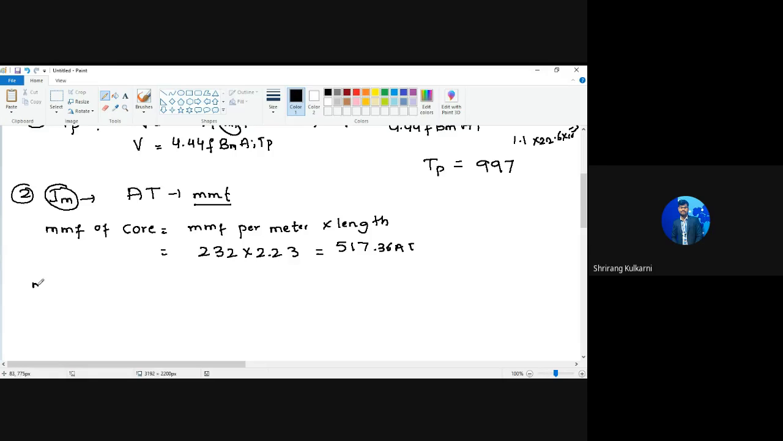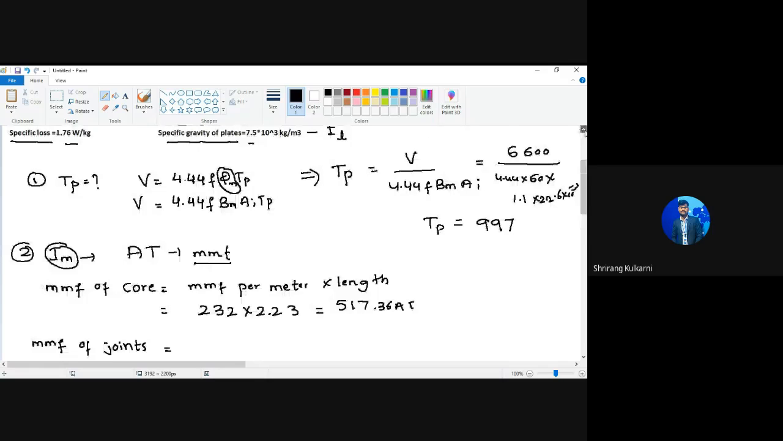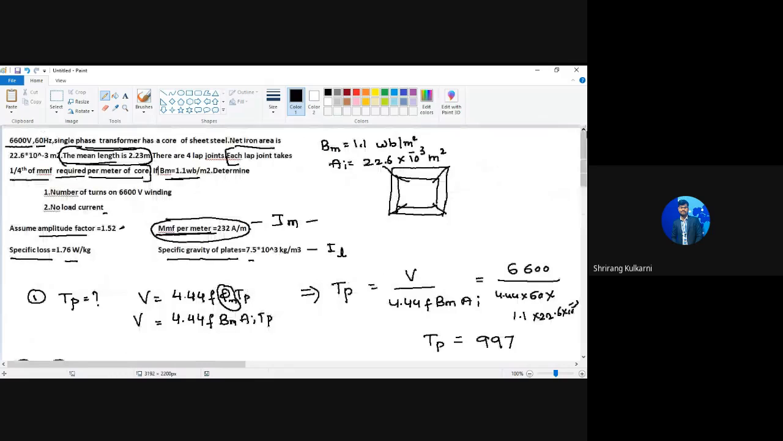Next, MMF of joints. MMF of joints we have to calculate. Now, how many joints are there? Total there are 4 joints. How many laps are there? 4 laps are there. For that purpose, they have given one clue. The clue is that each lap joint takes 1/4 of MMF required per meter.